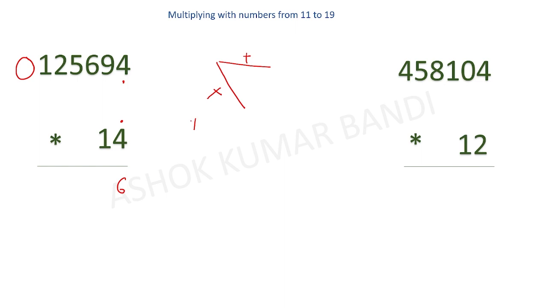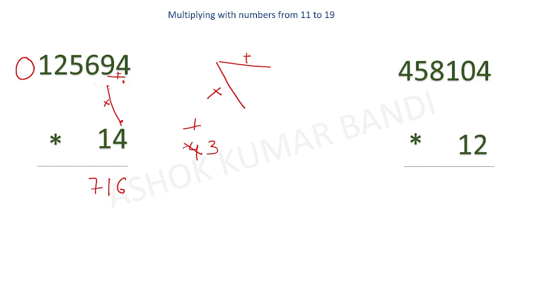From the next step onwards, you have to multiply the next number, then add the previous number. That means multiply these two: 4 nines, 36. Add the previous number 4, and add the carry. You got 41. Now again, multiply the next number, add the previous number and carry. 4 sixes, 24, plus the previous number 9, 33, plus the carry 4. You got 37.